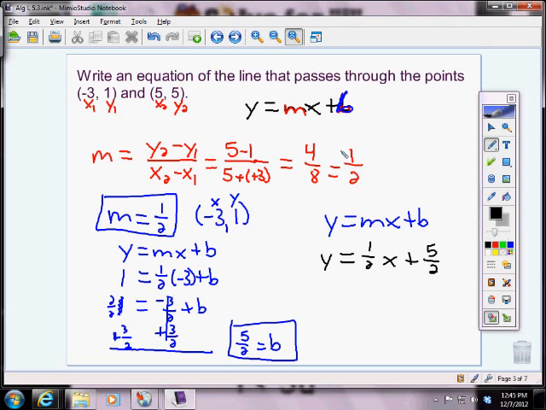Once you find the slope, use the slope and either one of the points, it doesn't matter, to find the y-intercept. And then once you have the slope and y-intercept, you plug it back into the formula again to get your equation of the line.